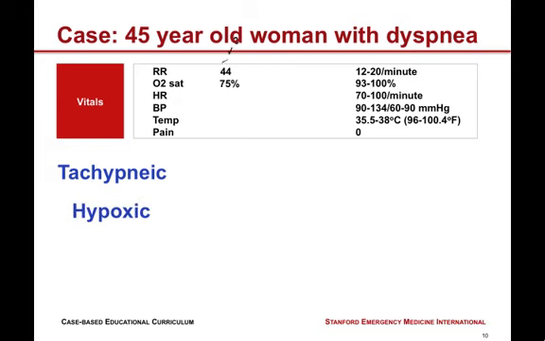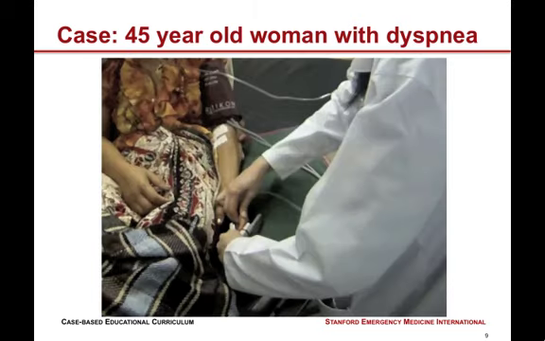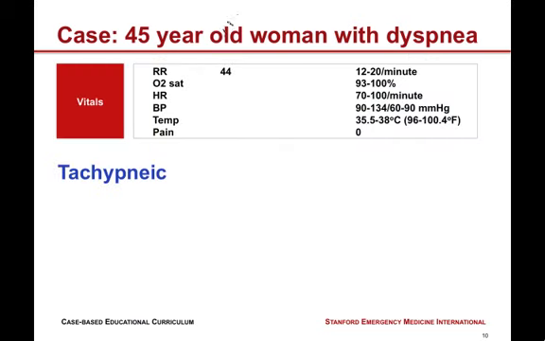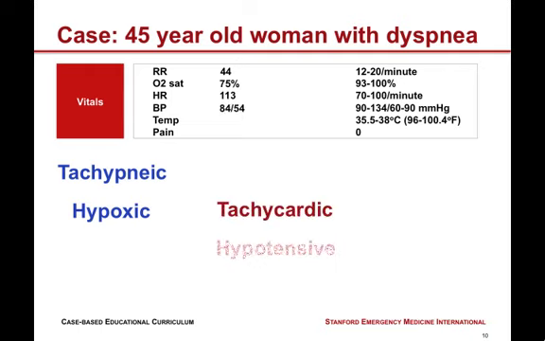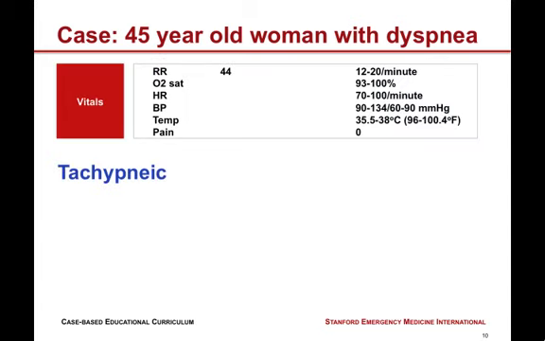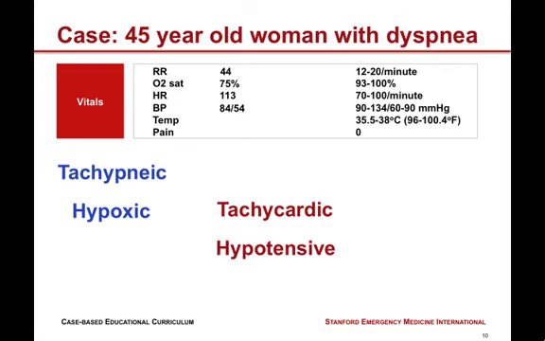From taking the vital signs, here we can see the vital signs that we observed. The oxygen saturation is 75%. The heart rate is 113. The patient is hypoxic with an oxygen saturation of 75%, tachycardic with a heart rate in the 110s. The blood pressure is 80/50, which is low, hypotensive, and the patient is febrile. The degree of pain is minimal.